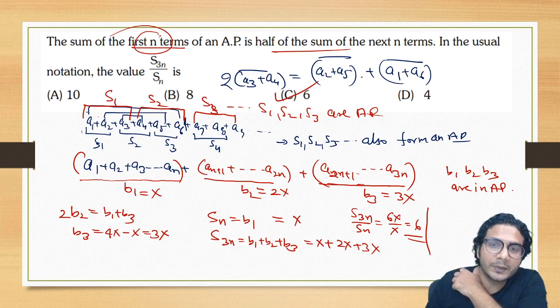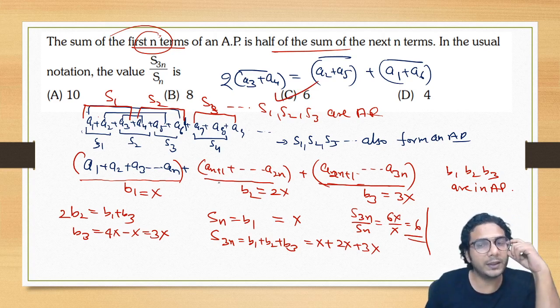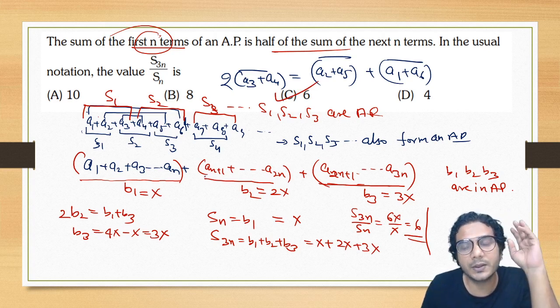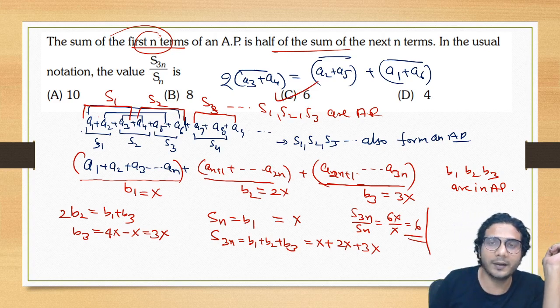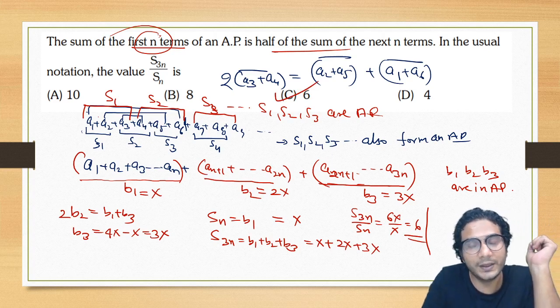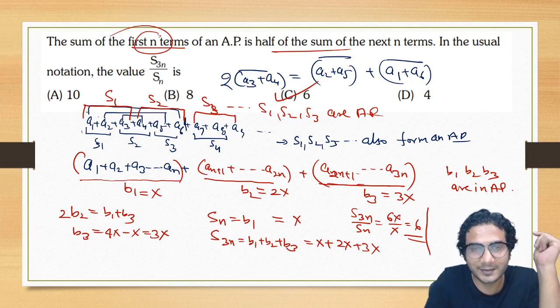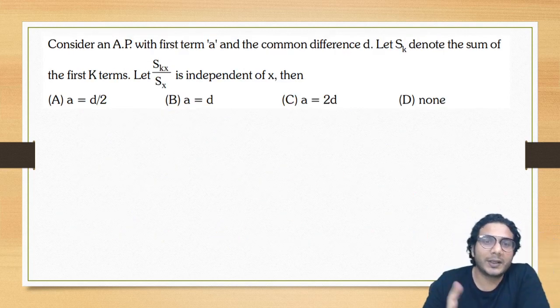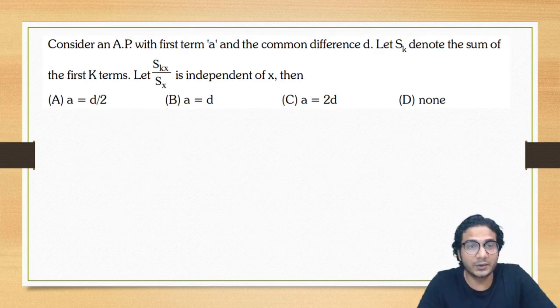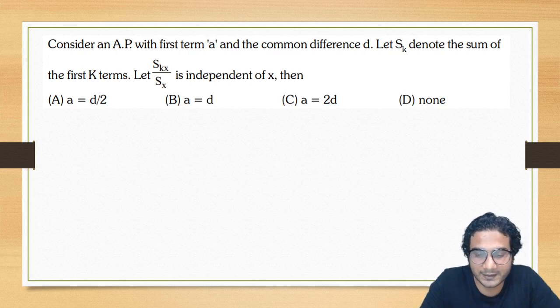So it was pretty simple. If you use the property, then you can write the answer within 30 seconds. Not a problem at all. So easy, so smart a question. There's another good question. Solve it properly, then I'll discuss with you.